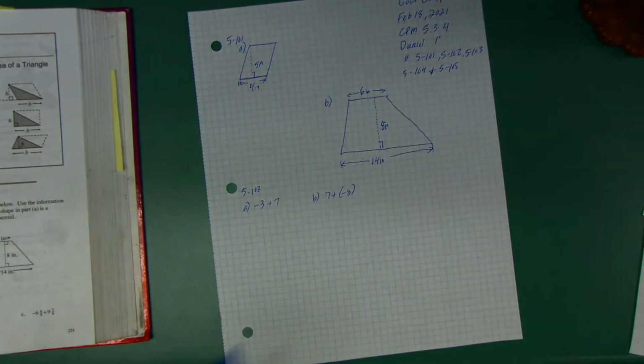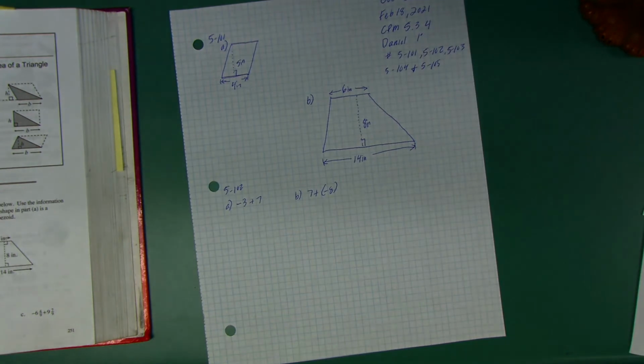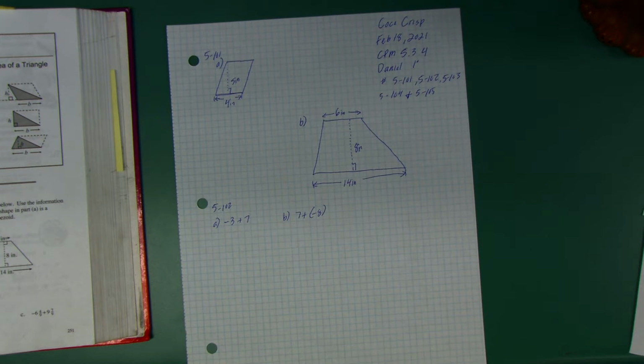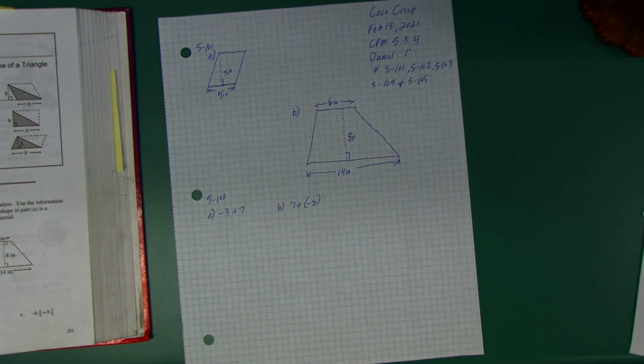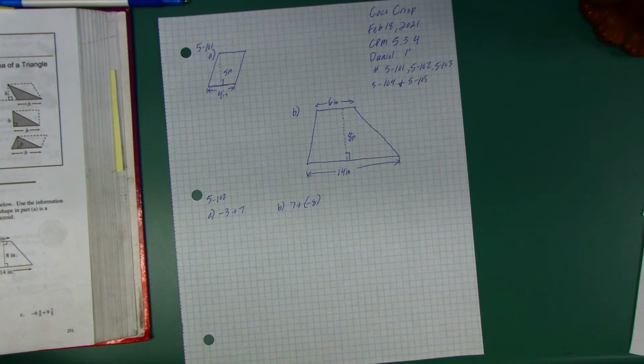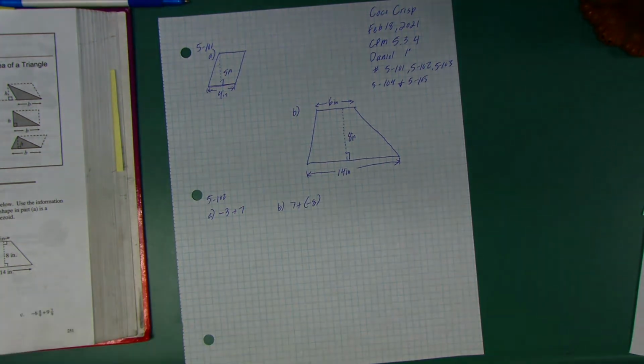Anyway, that's Coco Crisp. Make sure you include all of the things required in the perfect heading: the first and last name, the date, the assignment you're doing. Here we're doing the 5.3.4, your teacher's name and period, and the problem numbers. I forgot one of those things on Tuesday's homework, the teacher name, and I lost a point on that one. Don't you do that, okay? Easiest 3 points is what we call it.